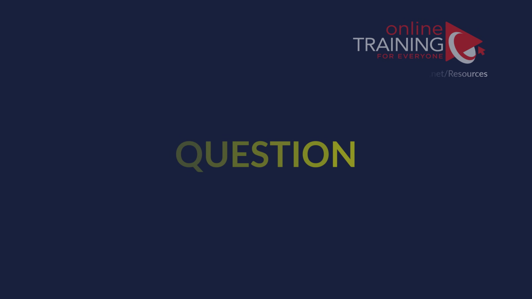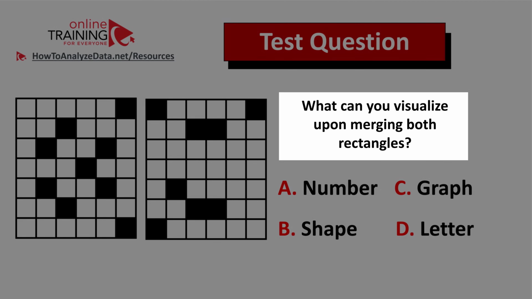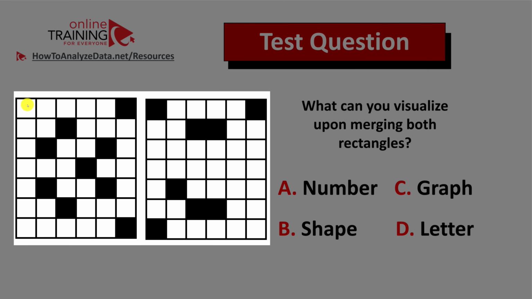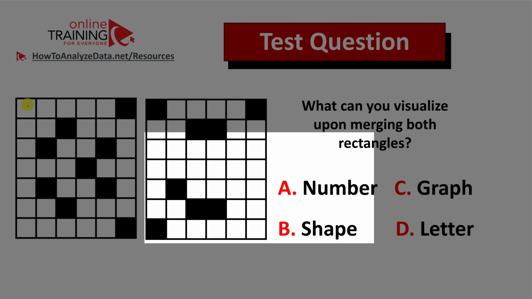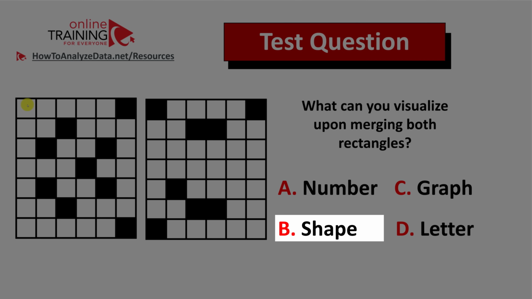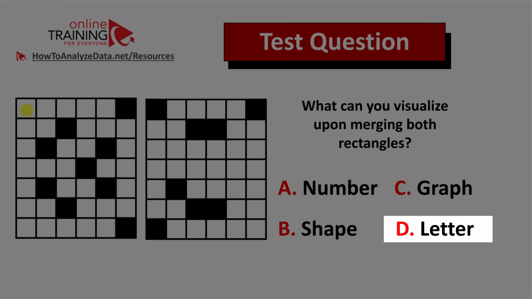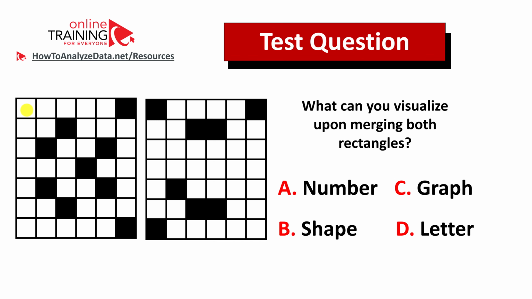Some of you might find this question tricky, but regardless of whether you can solve it or not on your own, you'll be excited to learn the solution to this real-life assessment test question. Here's the question. What can you visualize upon merging both rectangles? You're presented with two 7x6 rectangles on the left, and you have four possible choices. Choice A, number. Choice B, shape. Choice C, graph. Choice D, letter. Give yourself 10 to 20 seconds to see if you can come up with the answer on your own.